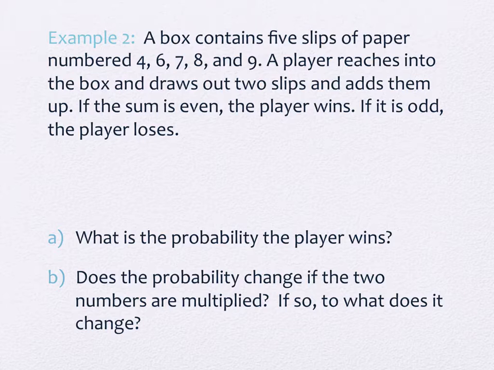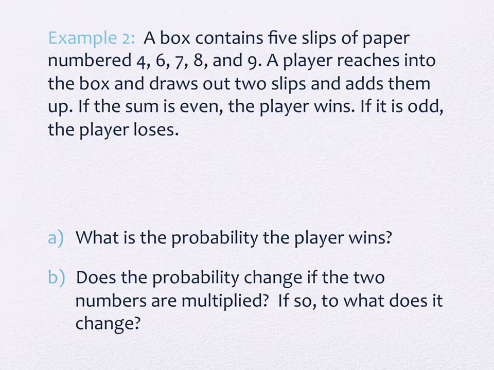We have a box and it contains 5 slips of paper, numbered 4, 6, 7, 8, and 9. A player reaches into the box and draws out 2 slips of paper and adds them up. So we could draw out a tree diagram for this, right? We just have to draw a tree diagram where it shows what they drew the first time, and then draw branches off of that for what they drew the second time, and add the things together the way that they're describing. But there are other ways of doing this one too, and so I want to show you an option for this one that works pretty nicely.